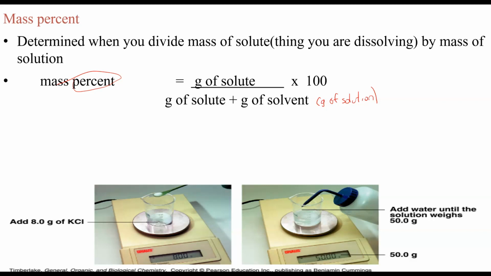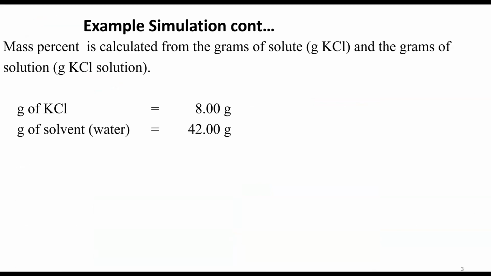So let's take a look at the number crunching for this. So you have 8 grams of KCl. You added 42 grams. For those that didn't notice how I came up with that, you had 8 grams to start with. You ended up with 50 total. So the grams of water would have to be 50 minus 8, or 42. You don't really need to figure out the 42 part. I'm just showing you where the numbers are coming from.